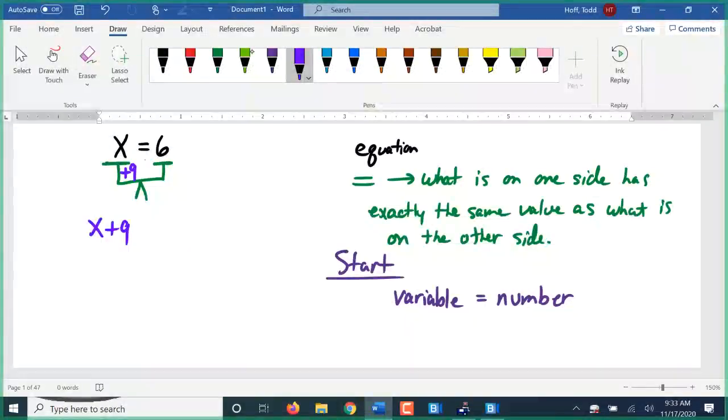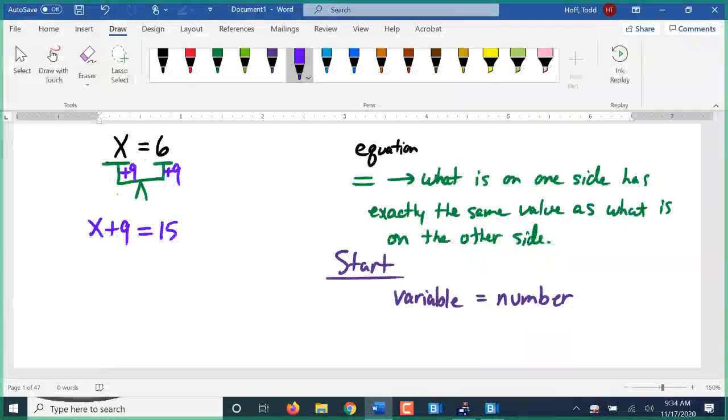But remember, we said this is a balanced scale. If I put 9 on one side, the scale is going to tip unless I do exactly the same thing to the other side. So I have to add 9 to the other side of the equation as well. So 6 plus 9 is 15. So we have just built a more complex equation. From x equals 6, we've built x plus 9 equals 15. It's the same equation, it's just been built up. There have been pieces built onto it.